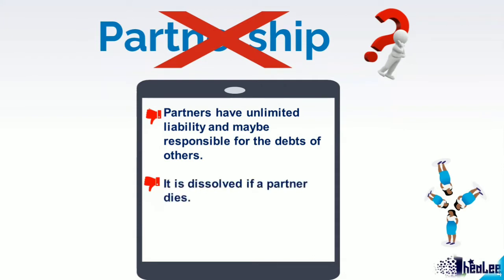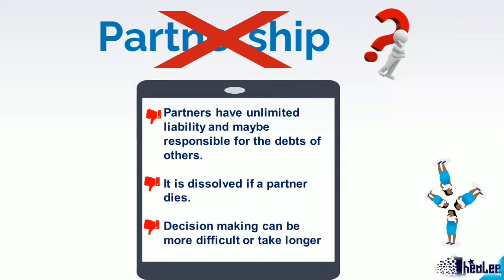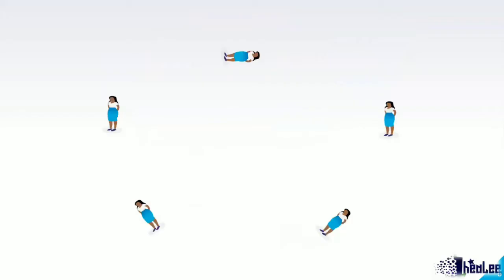The other is that it is dissolved if a partner dies. Once a partner dies, the partnership will dissolve, meaning it will come to an end. Another is that decision making can be more difficult or take longer to make. Another, not on the list, is that each partner is bound by agreements made by all the partners. Once a decision is made, each partner will be bound by those agreements, because you're in business together.